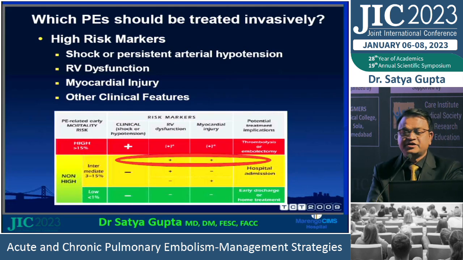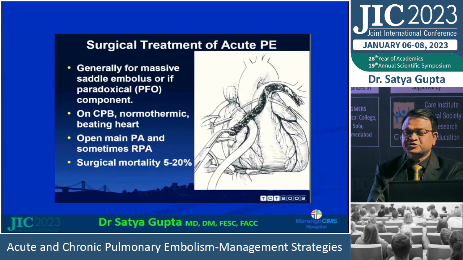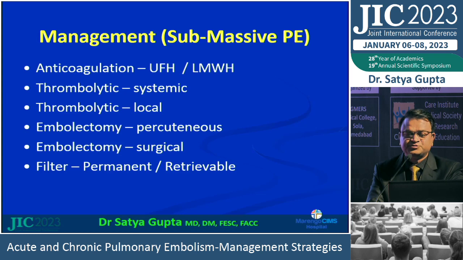Some patients may need surgical treatment also, like a patient in cardiogenic shock not recovering with other therapy; then we can send this patient for surgery. Patients with RV dysfunction and significant myocardial injury do better with surgery. We can just remove the pulmonary embolism from the pulmonary tree, and these patients do better.